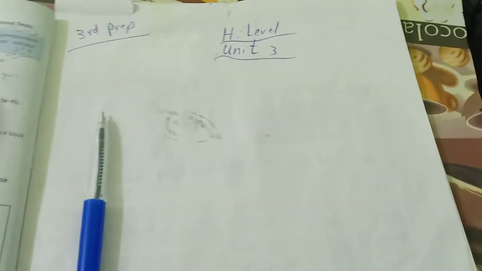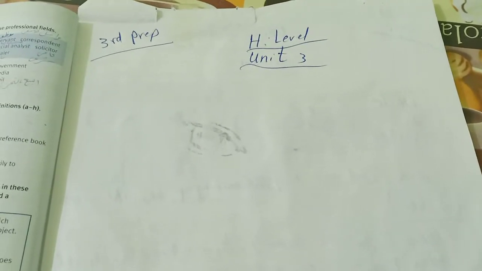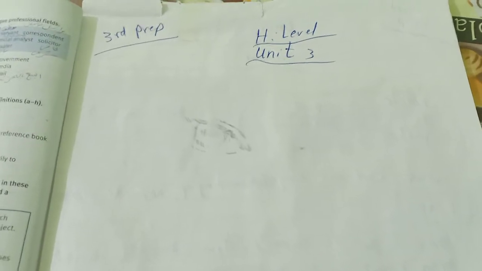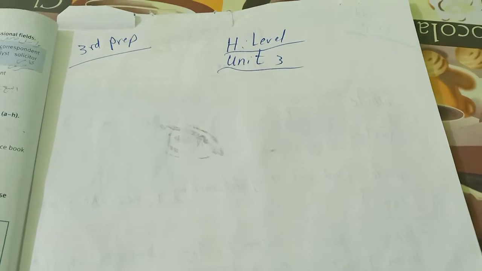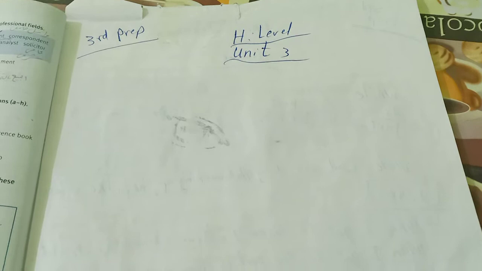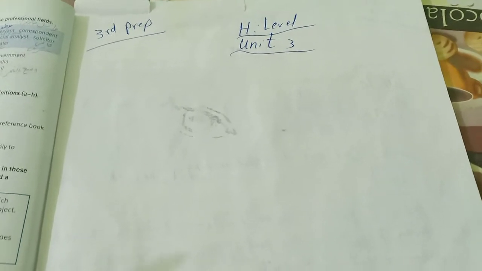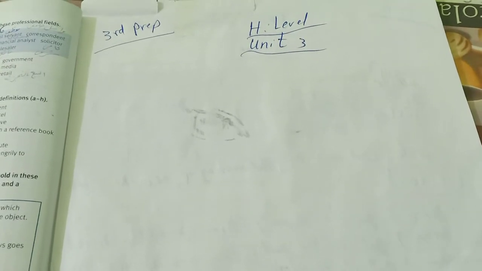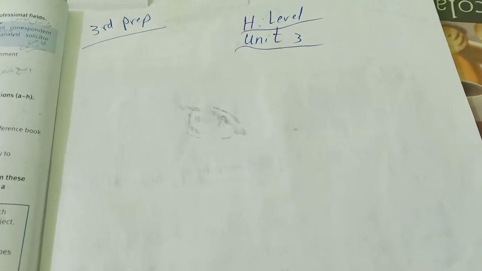Today we are going to revise our last unit, which is unit 3 in our book Aim High. It's about relative pronouns or relative clauses, definite and indefinite relative clauses, which we studied in our O-level curriculum. And we are going to revise it now.